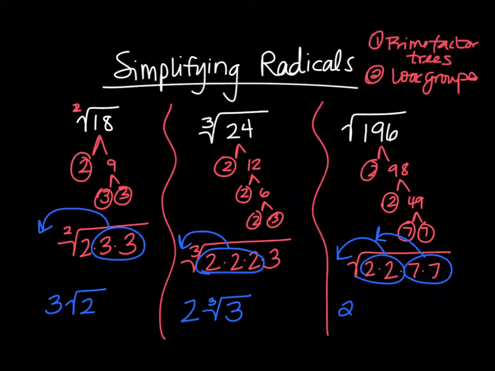So that means a whole number 2 is going to come to the outside and a whole number 7. And this is all multiplication. And there's nothing left on the square root symbol on the inside, so I'm just going to leave it as 2 times 7, or really this is 14 as my final answer.